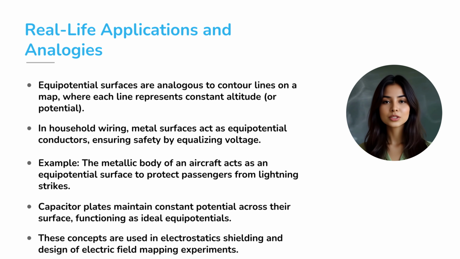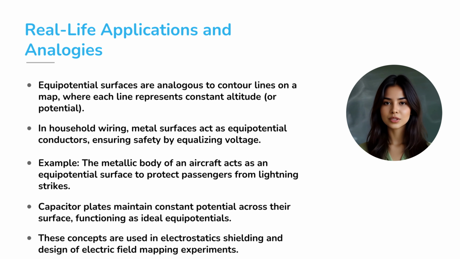Let's now connect this to real life. Imagine you're looking at a contour map of a hill. Each line represents the same height. That's the same as an equipotential surface in electrostatics. Just replace altitude with electric potential.